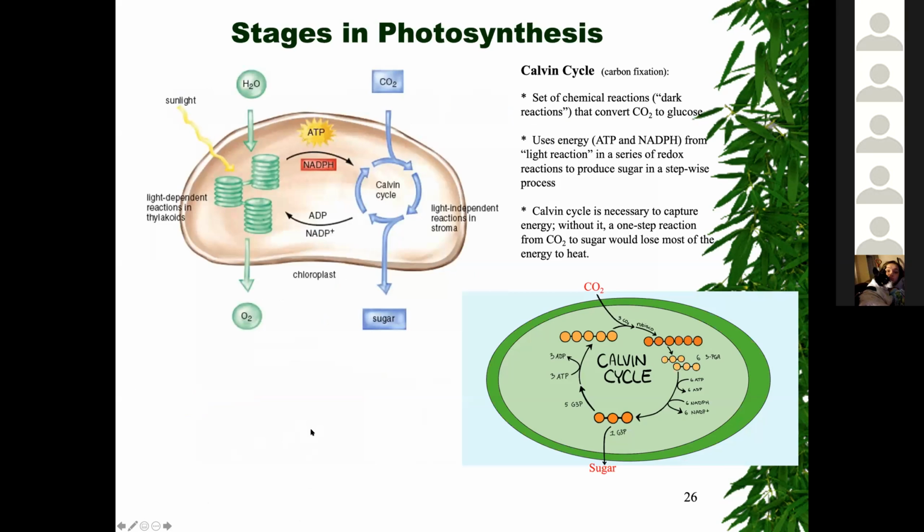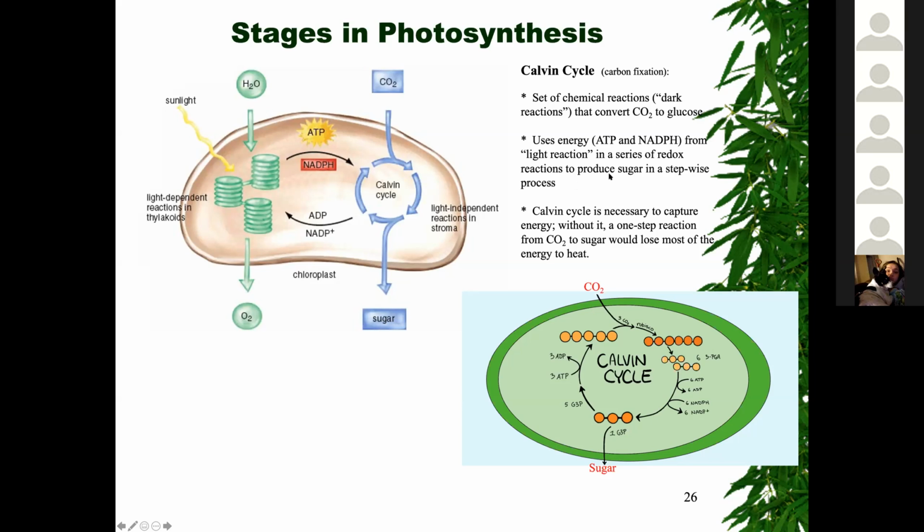Stages in photosynthesis. The Calvin cycle is where so-called carbon fixation occurs. Again, this on the left is this overview diagram where you see in the chloroplast, water and carbon dioxide go in, oxygen and sugar come out. The Calvin cycle is diagrammed off to the right here. The Calvin cycle is a set of chemical reactions, the so-called dark reactions, that convert carbon dioxide to glucose. And it does so by using energy from ATP and NADPH from the light reaction. So the light reaction feeds the dark reaction.